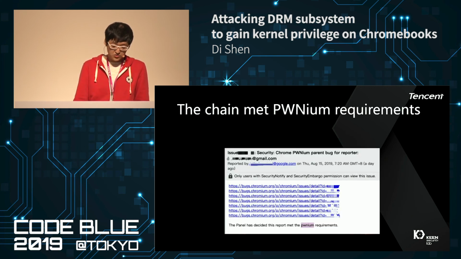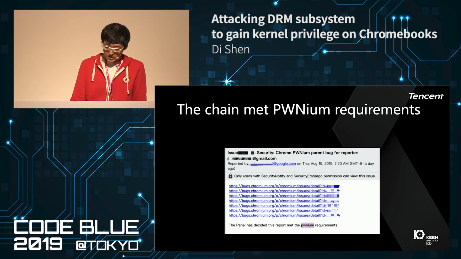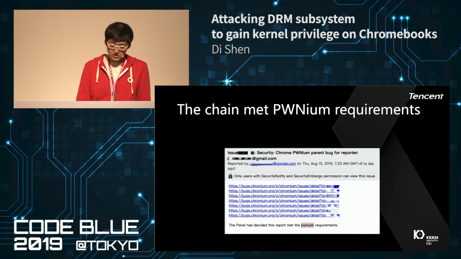And finally, Google Chrome confirmed the exploit chain, and the chain met the Pwnium requirements. And this is a mail from Google. They just say that we met the requirements and get the bounty.